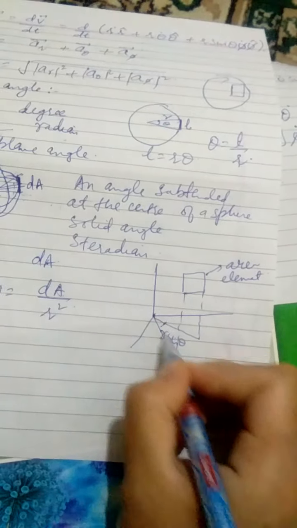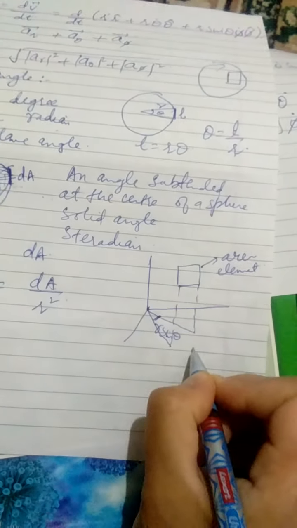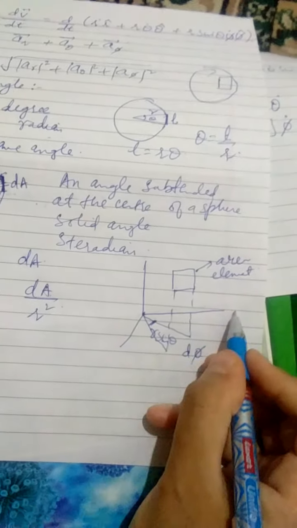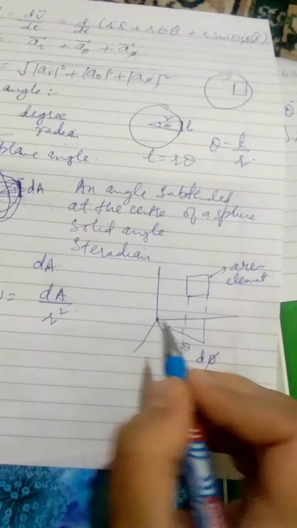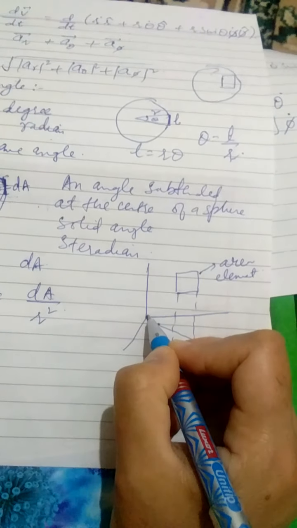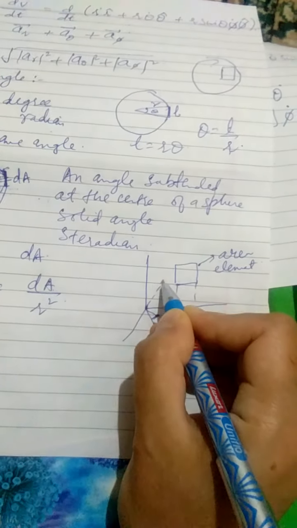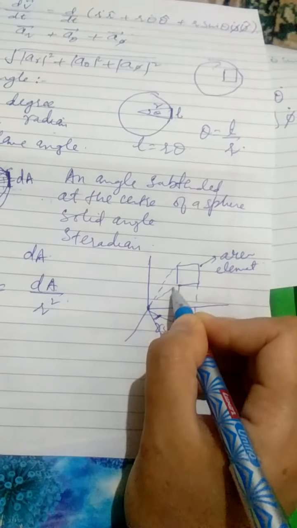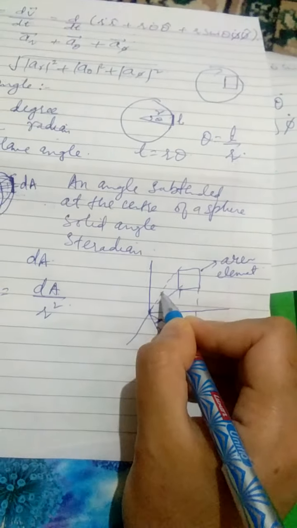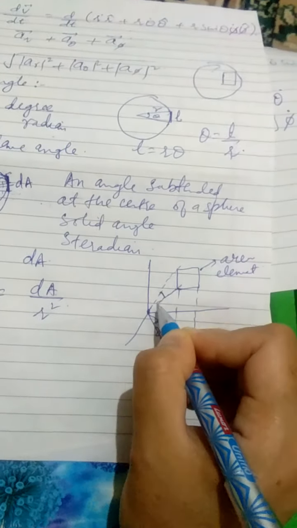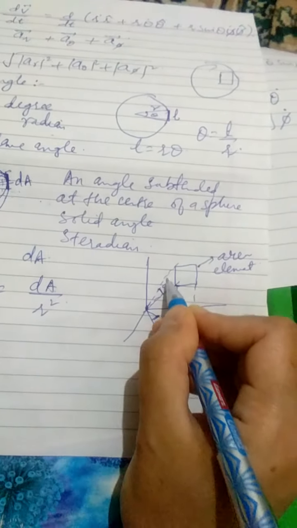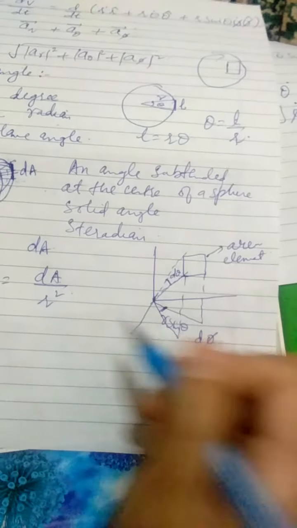So this angle is, suppose, d phi. The small angle is d phi, because we know that the angle in this plane was phi. And the angle in this plane was theta. Suppose this small angle is d theta. I hope this diagram is clear to you. This is d theta, right?